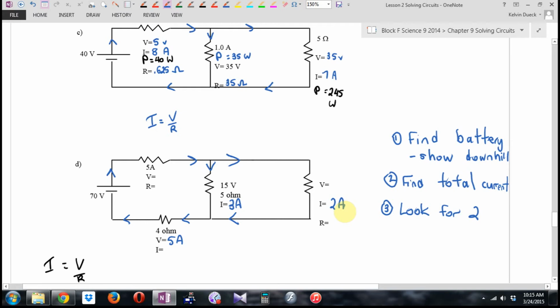Oh, and by the way, I wrote V equals 5 amps down here. Sorry, I should have put the 5 amps next to the I, shouldn't I have? Is that what some of you are looking at? Sorry. Do I know 2 things in that bottom resistor? Do I know 2 things here? Then I know 3.